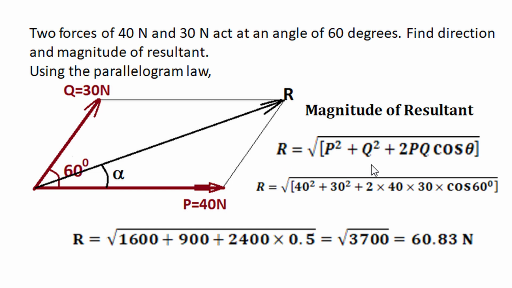So we have just replaced the magnitude of P, Q and theta in this relation, and when we solve, P square, that is 40 square, comes as 1600, Q square, 30 square, is 900, and 2PQ cos theta is 2 into 40 into 30 cos 60. Cos 60 is 0.5, and when we solve it, it comes as 2400 into 0.5, and when we sum 1600, 900 and 1200, it comes as 3700, and when square rooted, magnitude comes as 60.83 Newton.